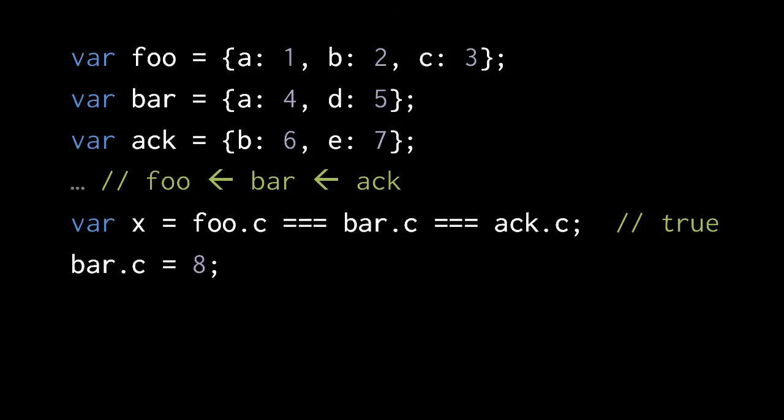Now, if we then assign to bar.c a value 8, this creates a property c in the object bar. In fact, assignment to a property always affects that object itself. The link search behavior only applies when we access properties, not when we assign to them. Now that bar has its own property c, the expression ack.c will return the value of that new property in bar, but foo.c will still return the value of its own property c.